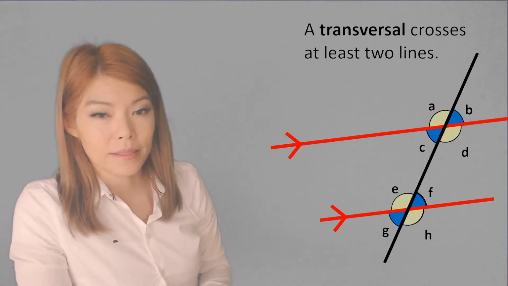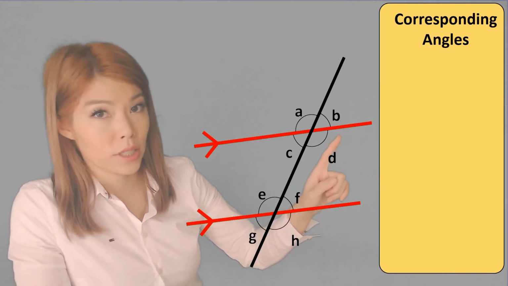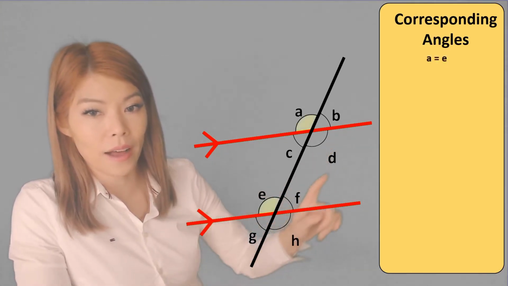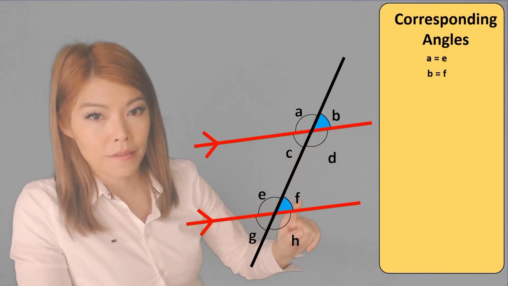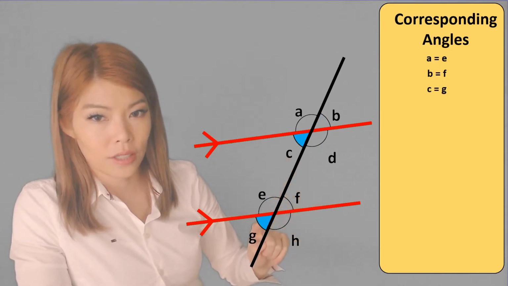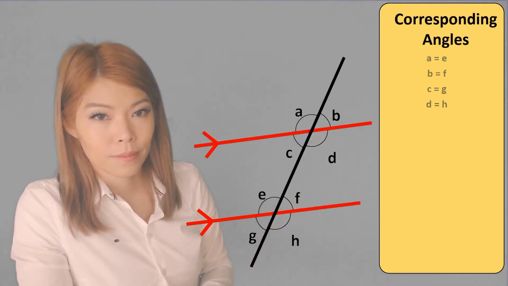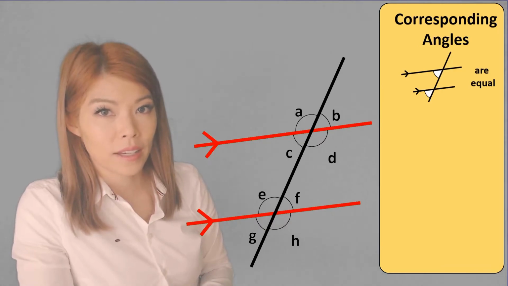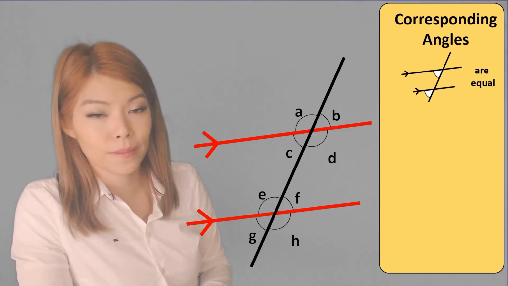Let's name these. So we can see that the angles that are corresponding or identical are A and E are corresponding and they're equal. We can see that B and F are also corresponding, and C and G, and lastly D and H. So corresponding angles are equal, and sometimes you might see them with that diagram in the textbook.